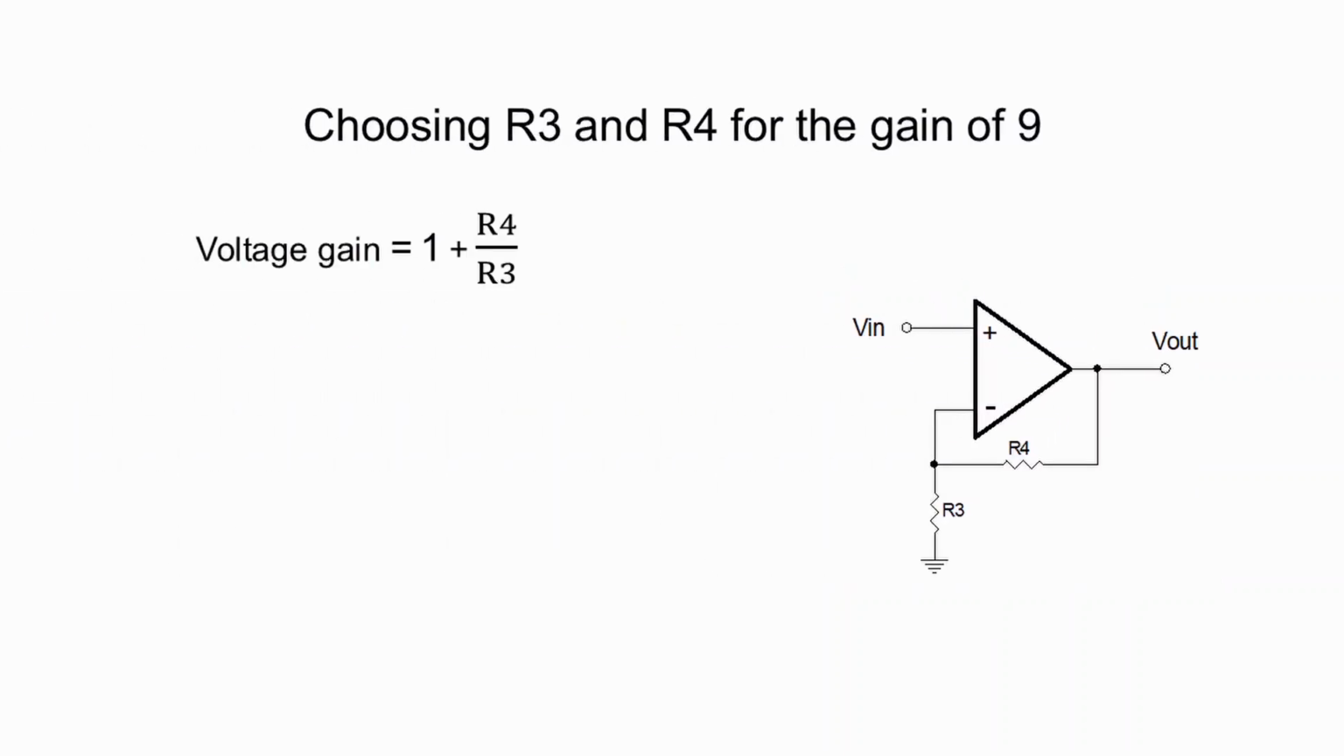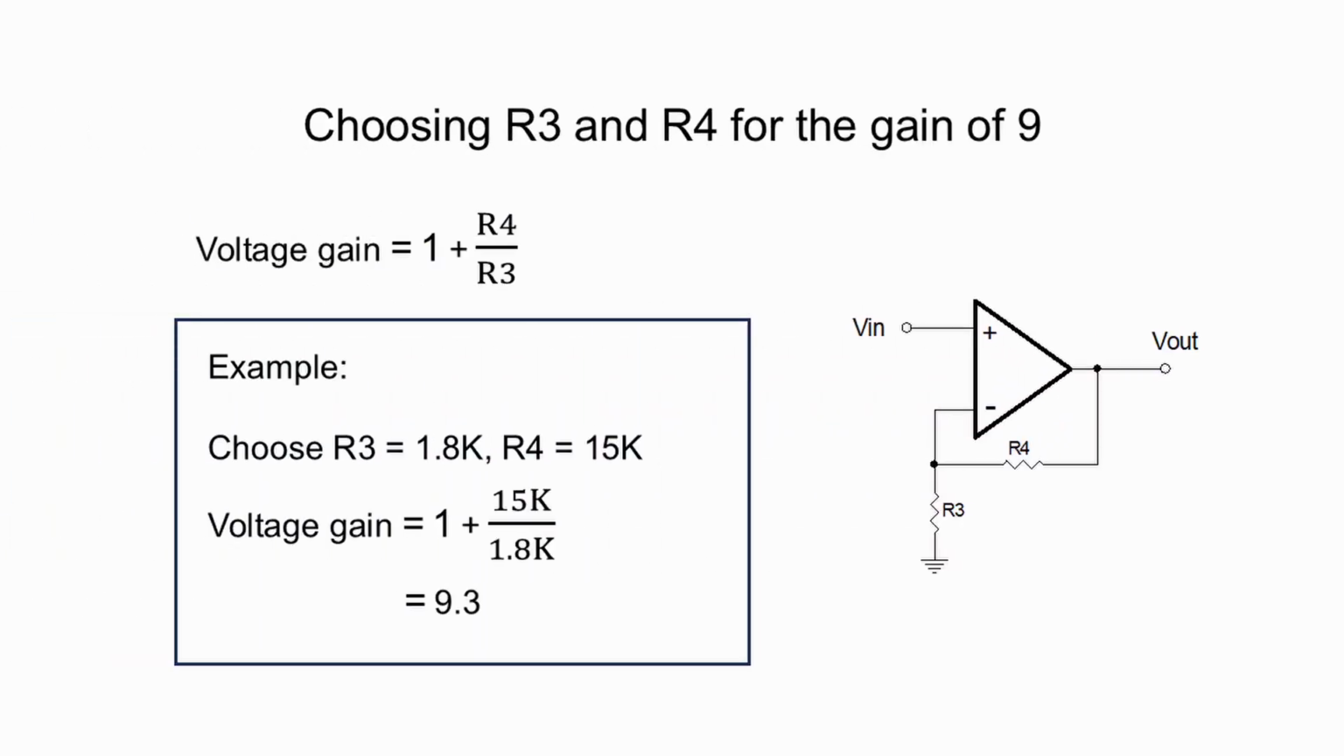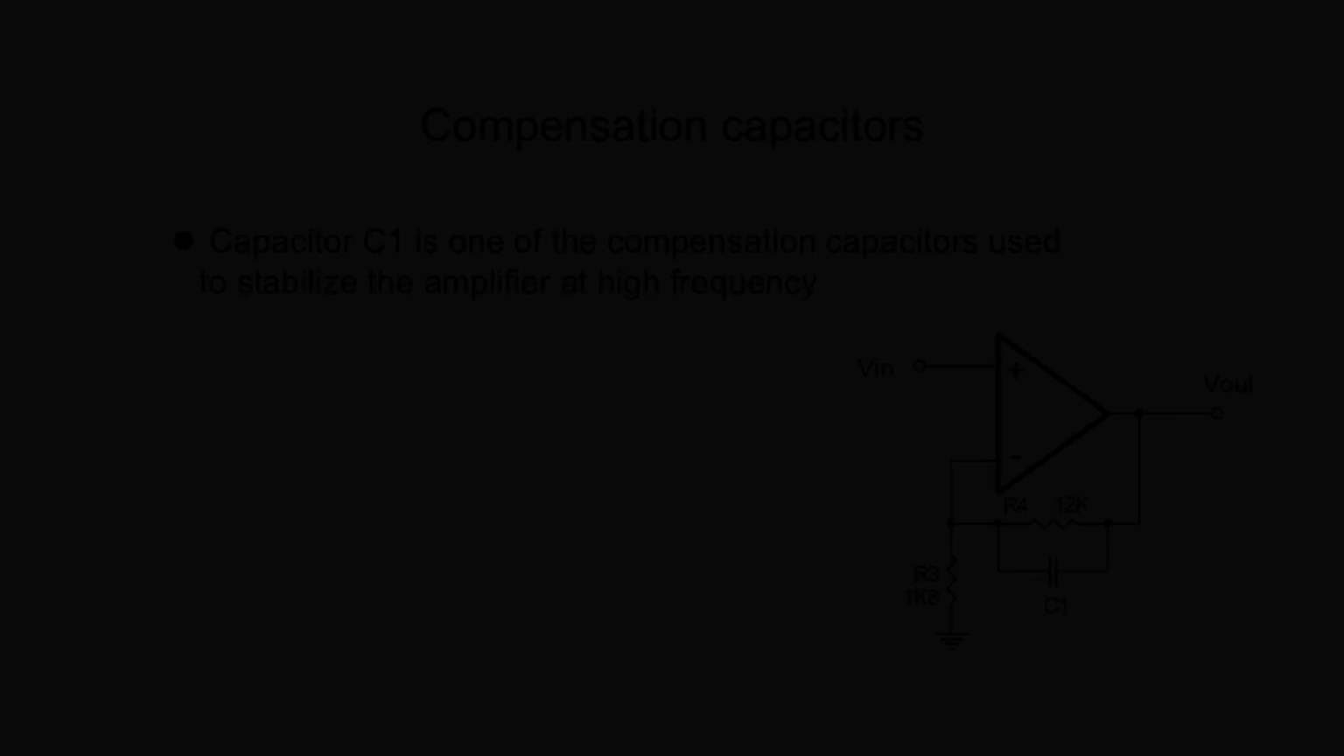If we want to change the voltage gain to another value, say a gain of 9, we can simply change the resistor R4. For example, if we choose 15K for R4, the voltage gain becomes 9.3, which is close enough.